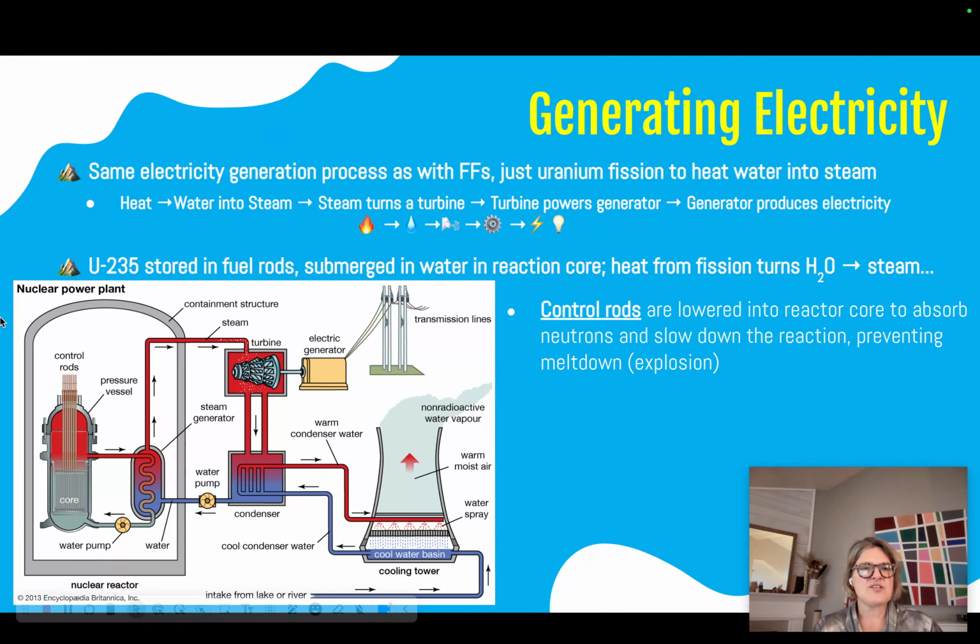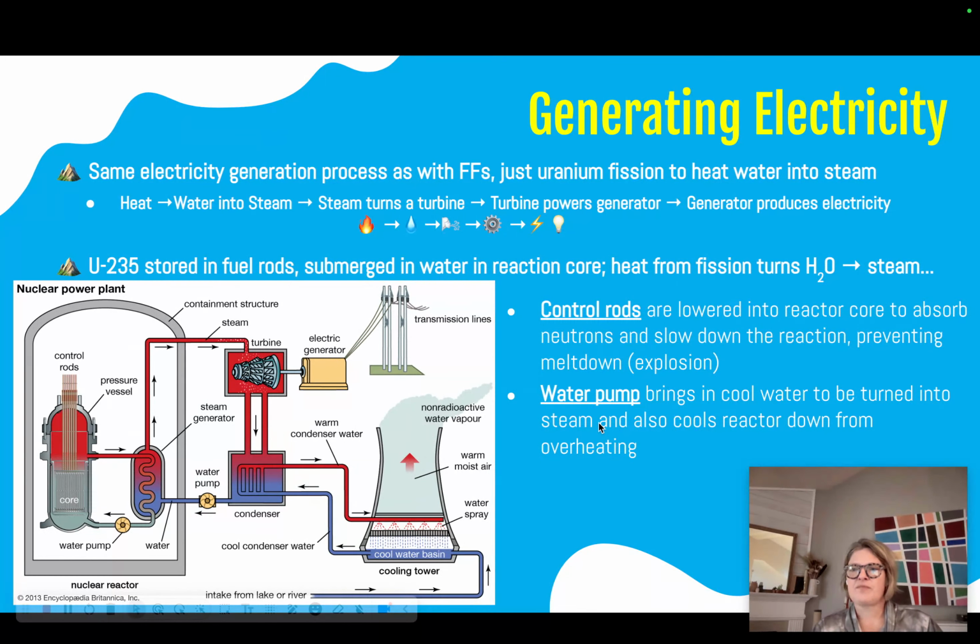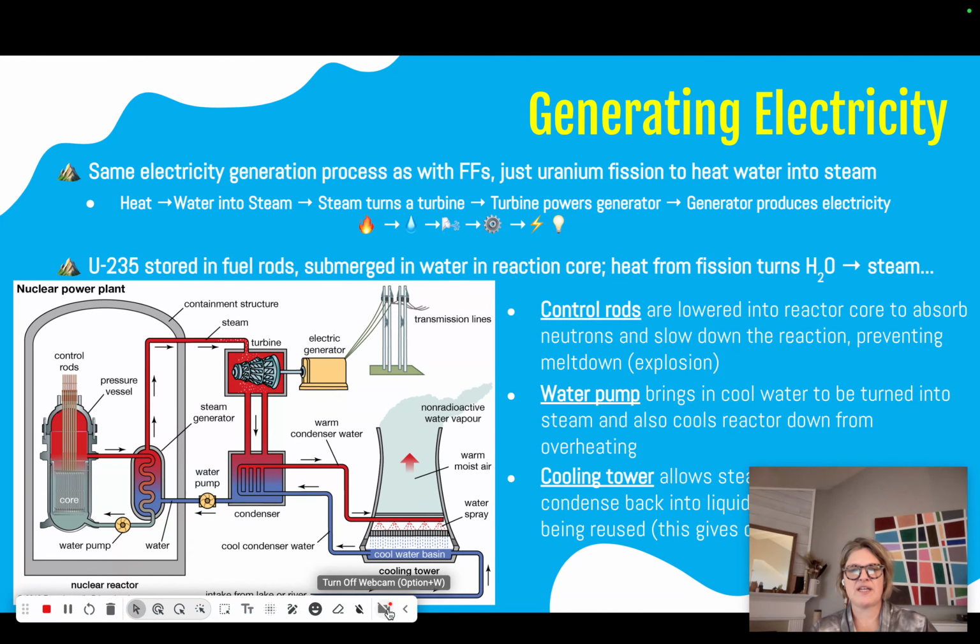Okay, so essentially, like we talked about, these control rods get lowered into that reactor core. And then we have this water pump that brings in cold water to cool down. These are things that happen so that we don't have meltdowns or explosions. The control rods are placed into this reactor, which slows down the reaction. We have a water pump that brings in cool water to again slow down the reaction so it's not overheating too much or too quickly.